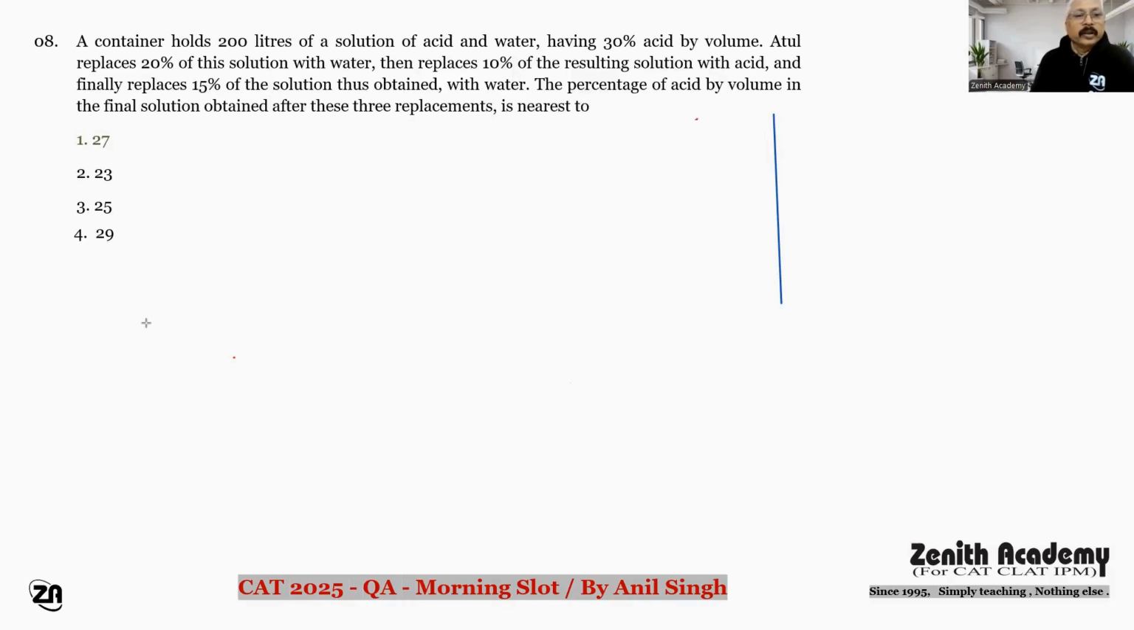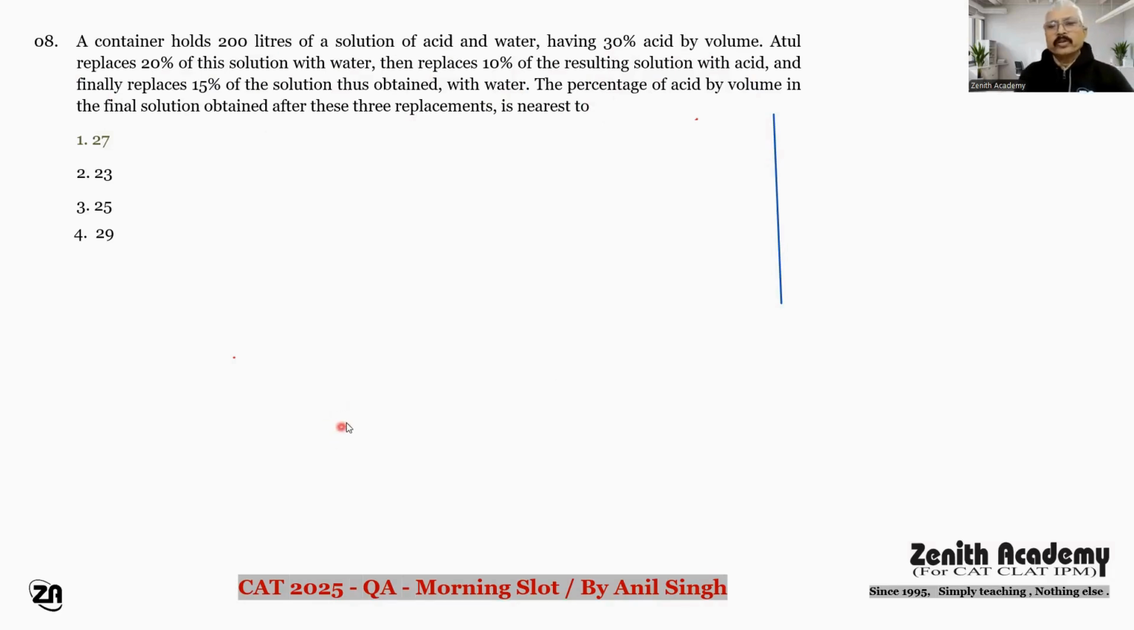Now the next question is: a container holds 200 liters of a solution of acid and water having 30% acid by volume. Atul replaces 20% of this solution with water, then replaces 10% of the resulting solution with acid, and finally replaces 15% of the solution thus obtained with water. The percentage of acid by volume in the final solution obtained after these three replacements is nearest to.